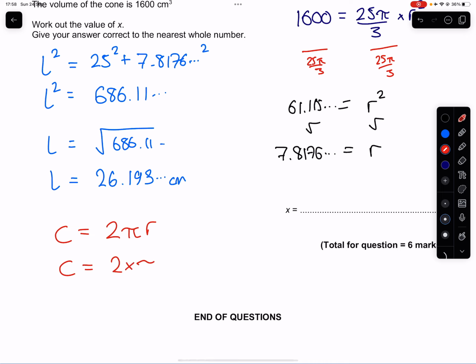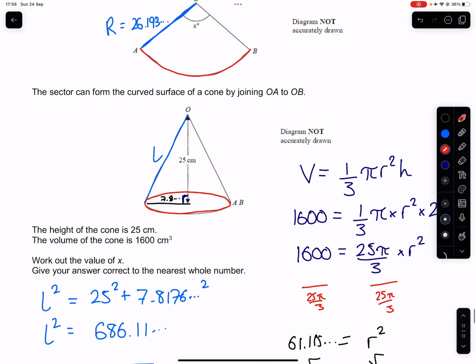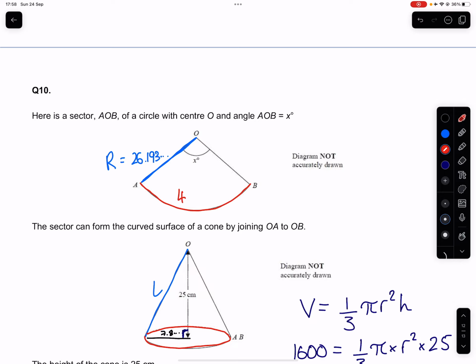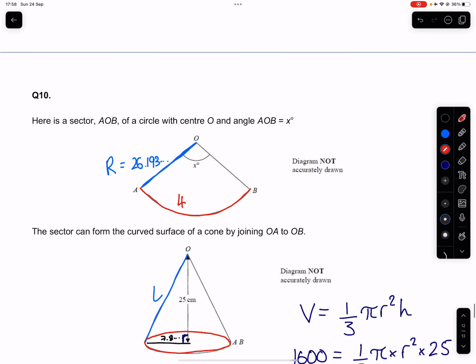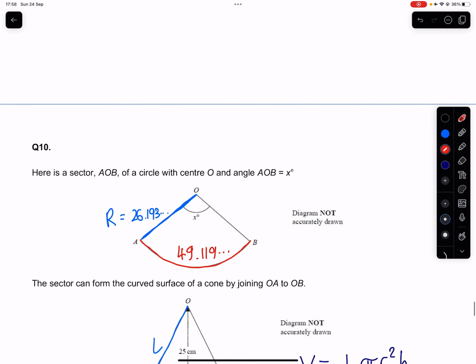So 2 times pi times this 7.8176 and change is going to give us a circumference of 49.119 and change. So this arc length here is 49.119 and change. We have our radius here as being 26.193, and we're looking for the angle X.